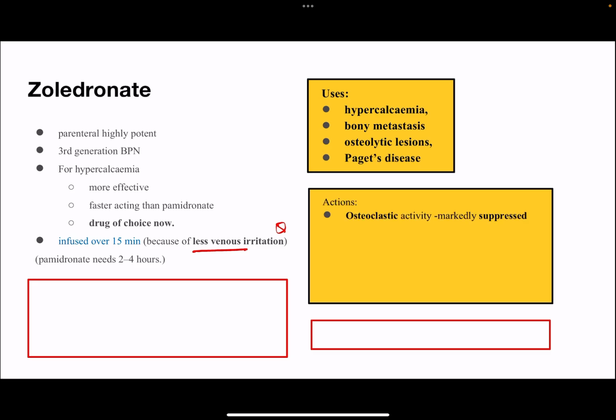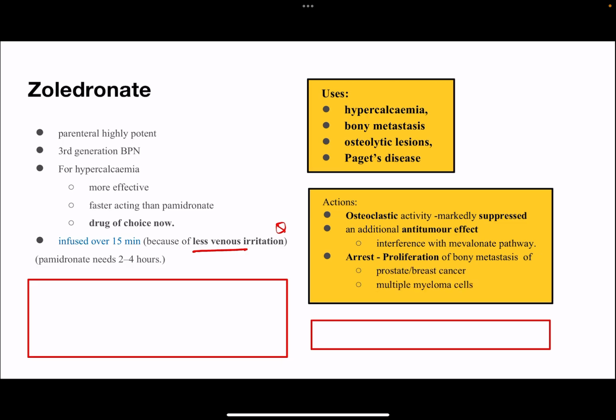And what are the actions that are very important so that zoledronate can be used in such conditions? Osteoclastic activity is markedly suppressed or decreased. They have an additional anti-tumor effect. They interfere with lipid synthesis. They arrest the proliferation of bony metastasis in prostate as well as breast carcinoma, and also in the case of multiple myeloma cells.